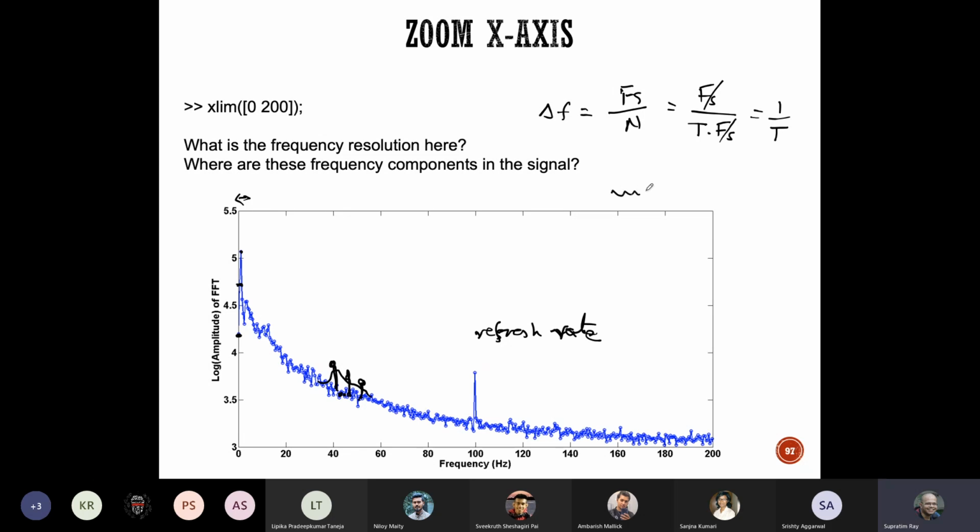So you have to take the FFT over 1 second to get a frequency resolution of 1 hertz. If you take the signal for 1 second and compute its FFT, you will get points that are separated by 1 hertz. But if you only take a signal which is 0.5 seconds in duration, your delta f is going to be 2 hertz. And it doesn't matter how fast you sample the signal. This is the crucial thing to realize.